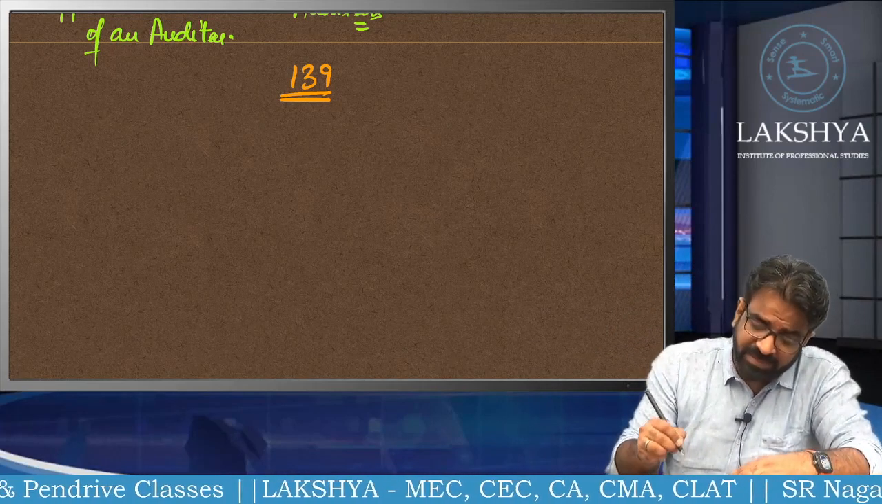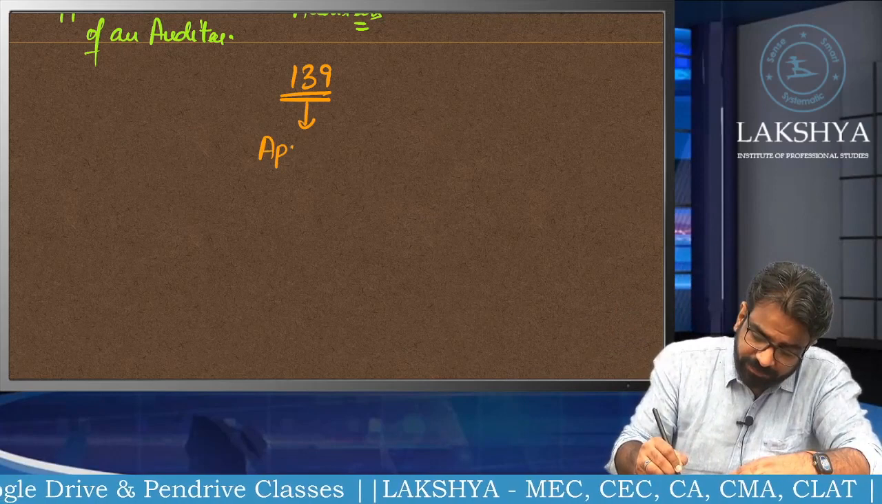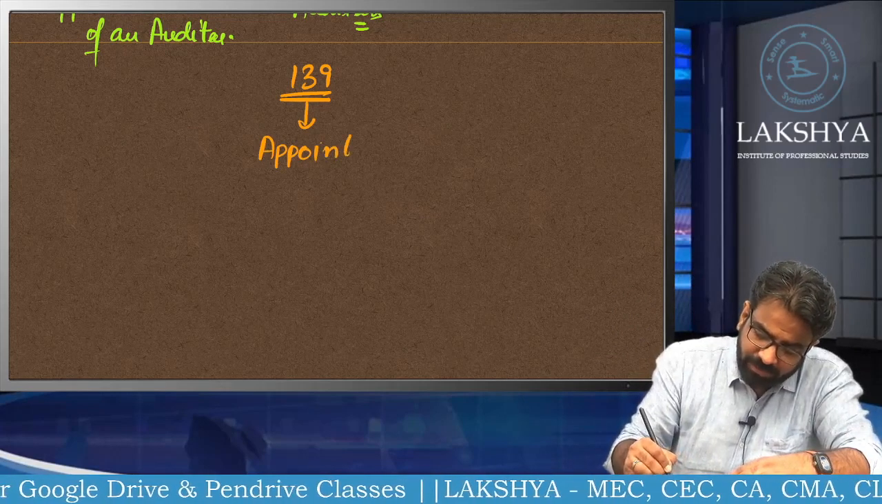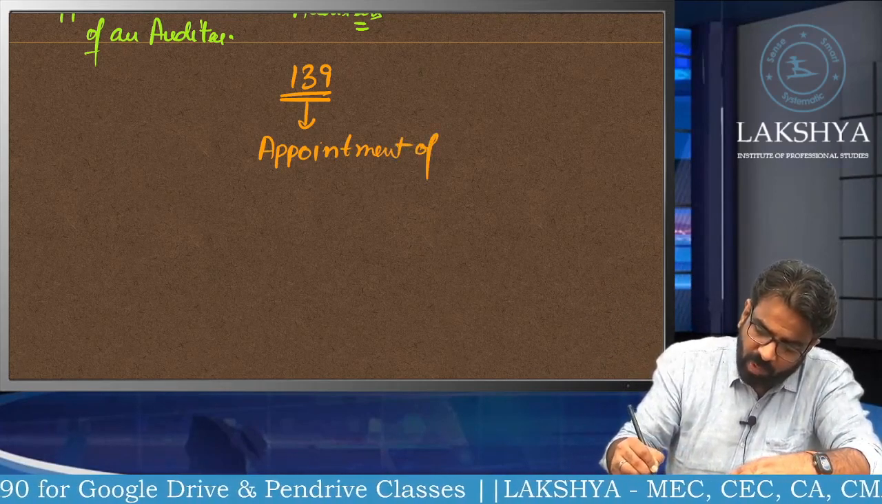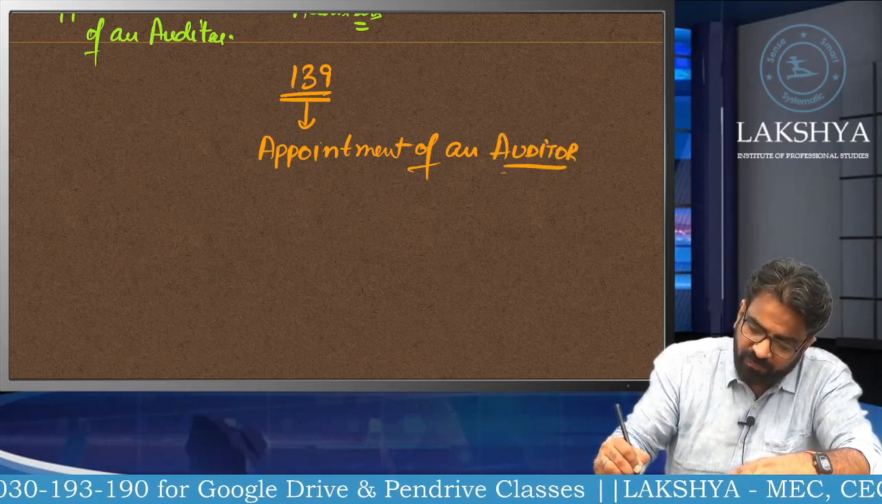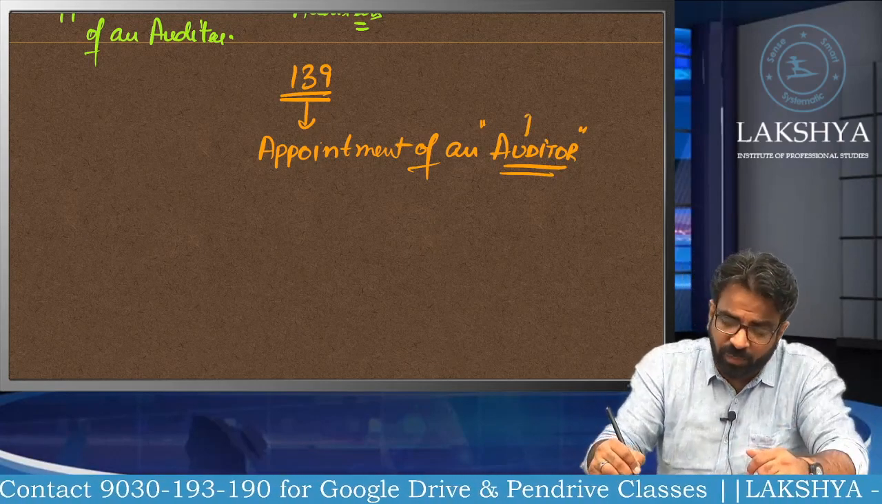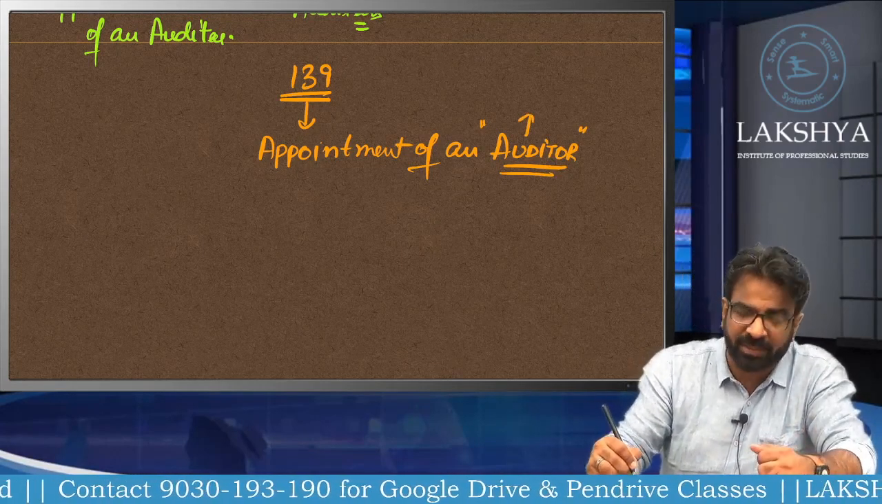Now see, let us understand section number 139. Now section number 139 talks about what? Appointment of an auditor. It talks about what? Appointment of an auditor. Now everyone please tell me, when we are using the word auditor, do we mean internal audit or external audit?